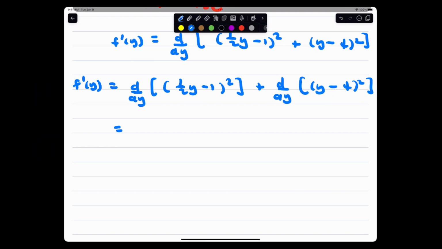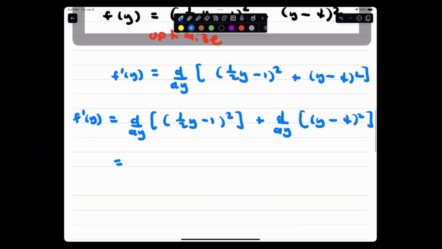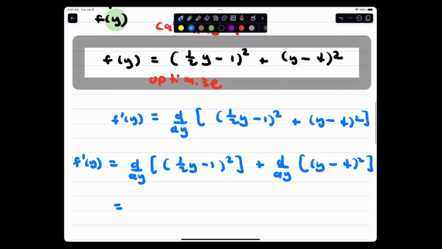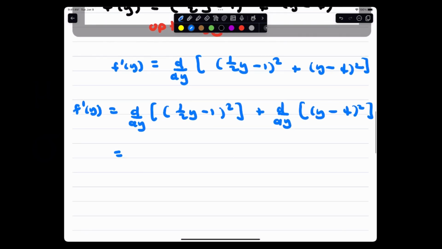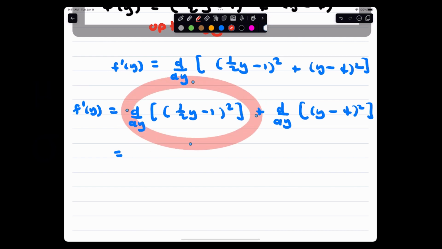What do you guys use here? Do you guys know? Anybody have an idea? What are you going to use here when you differentiate? Good. You're going to use chain rule.